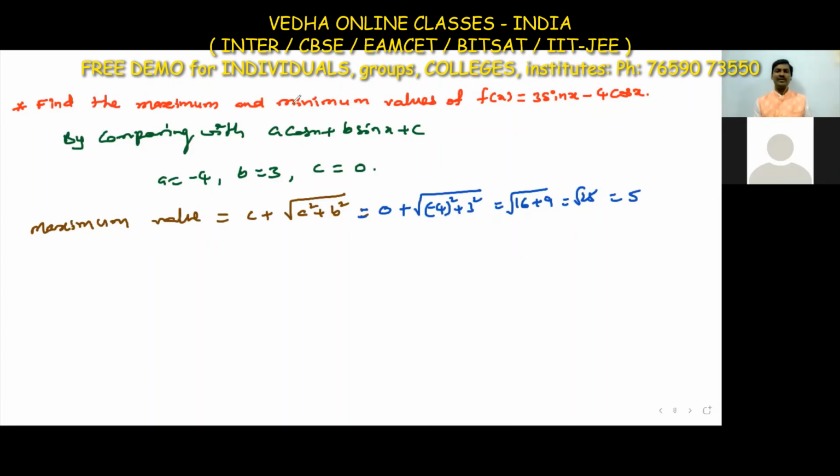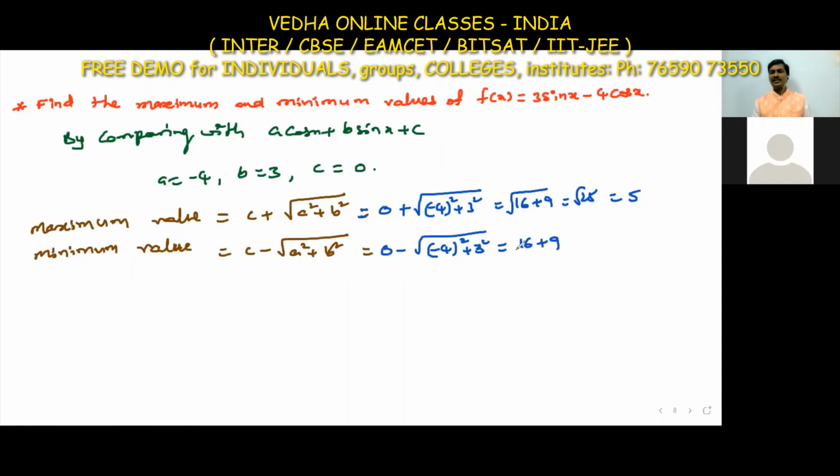What is the formula for the minimum value? Now tell me the minimum value formula. C minus root of a square plus b square. Very good. Now tell me the values. 0 minus root of minus 4 whole square, plus 3 square. 16 and 9 is 25. Outside we have the minus sign, so minus root 25, that is minus 5.